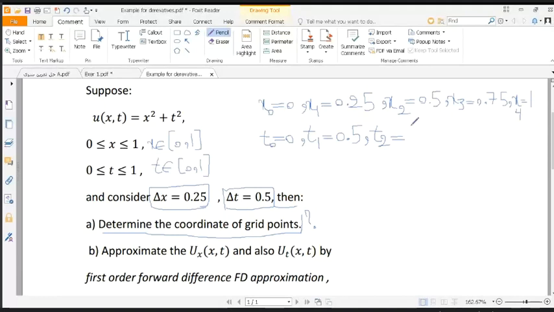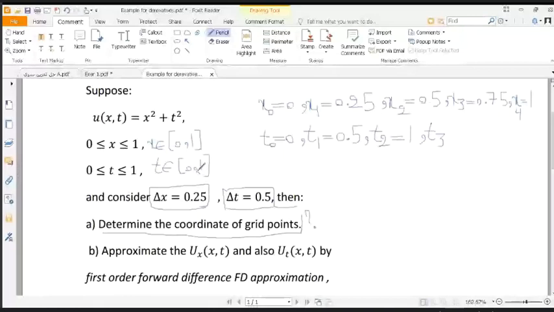Should I continue, yes or no? Do we have t3 or not? No, because 1 is the end of the interval for t. t starts from 0 to 1. 1 is the end of t, and we don't have a t3. The end point of t is t2 and is equal to 1. Okay?